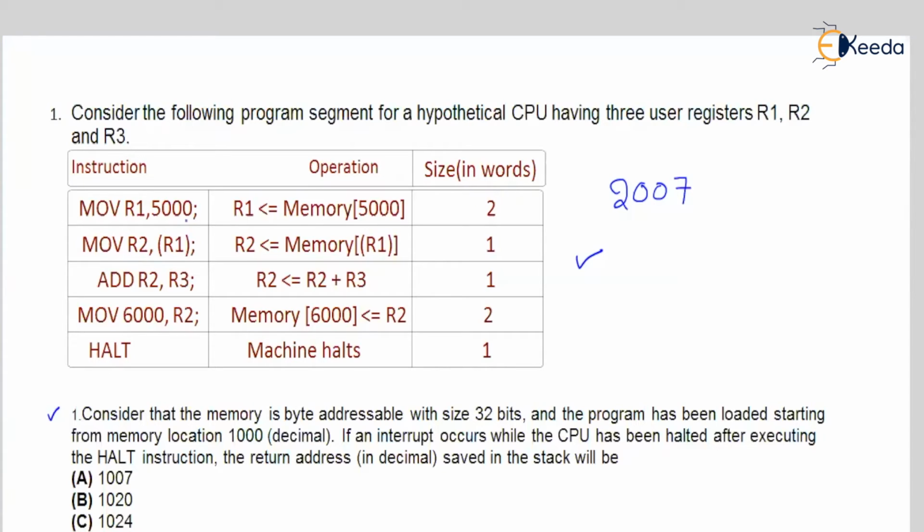Okay, now let us have a look at the size of the words. The first instruction occupies 2 words in the main memory. Second instruction, 1 word. Third instruction, 1 word. And the fourth instruction takes 2 words. Fifth instruction, which is a halt instruction, is going to take 1 word. So you can clearly see here, all the instructions are of different sizes. Okay. Now, let us look at those questions and try to understand the description.